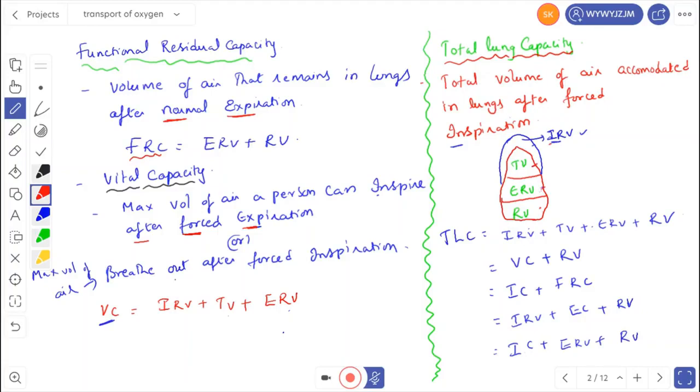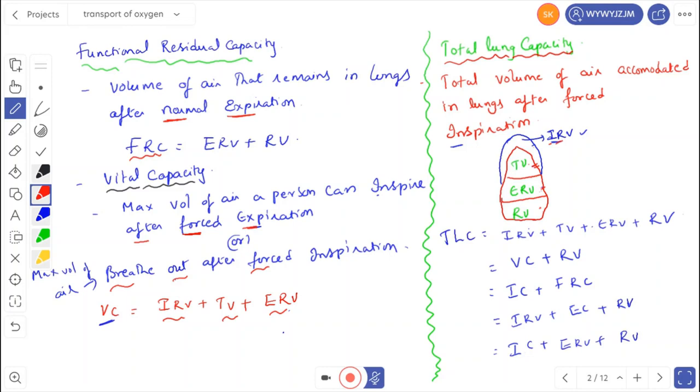Or, the maximum volume of air a person can breathe out after forced inspiration. Due to forced inspiration, you are inspiring TV and also IRV. Now how much volume of air can you send out after forced inspiration? You can send out IRV, TV, and also ERV. So vital capacity equals IRV plus TV plus ERV.